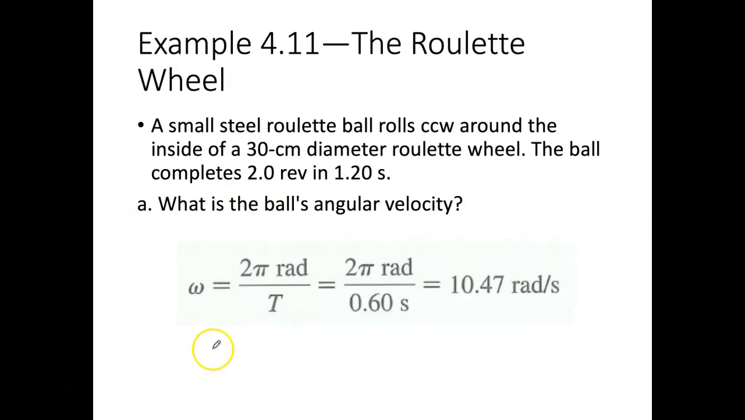This problem is called the roulette wheel. It is 4.11. I have a small steel roulette ball. It rolls counterclockwise, so we know that's positive, around the inside of a 30 centimeter diameter roulette wheel, so we're going to put 0.3. The ball completes 2 revolutions in 1.2 seconds. What is the ball's angular velocity? So here we've got 2 pi radians divided by 0.6 seconds, and that gives us an angular velocity of 10.47 radians per second. Notice that we did not need the 0.3 for this part of the problem.